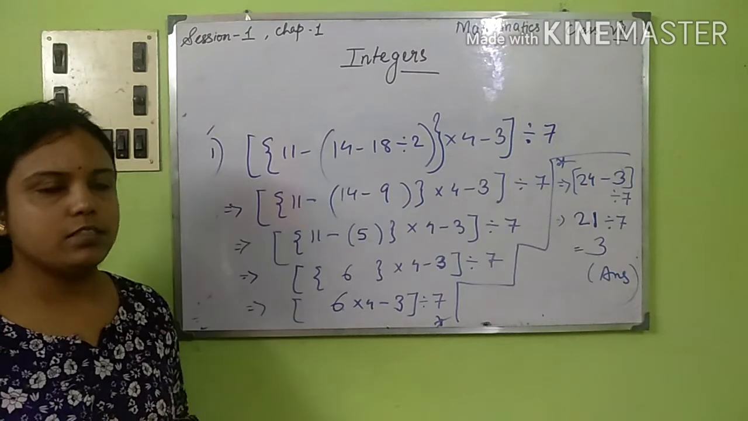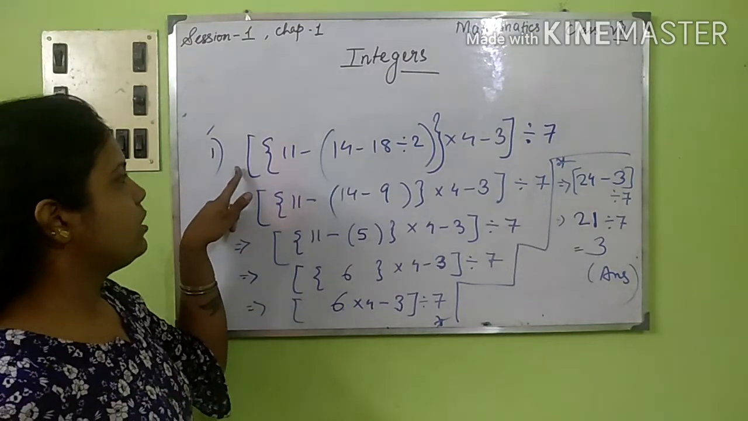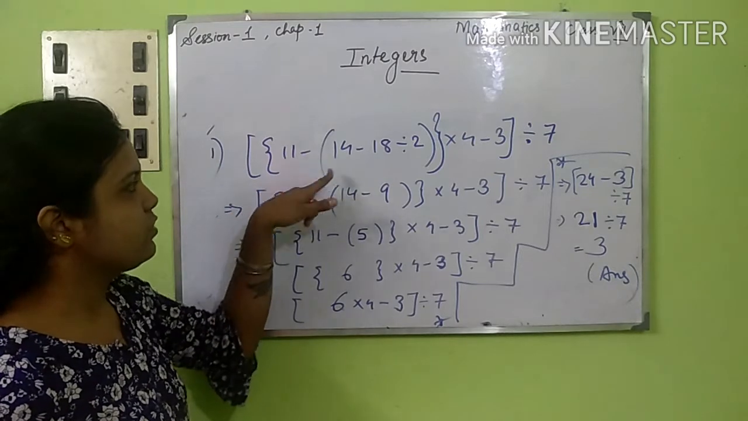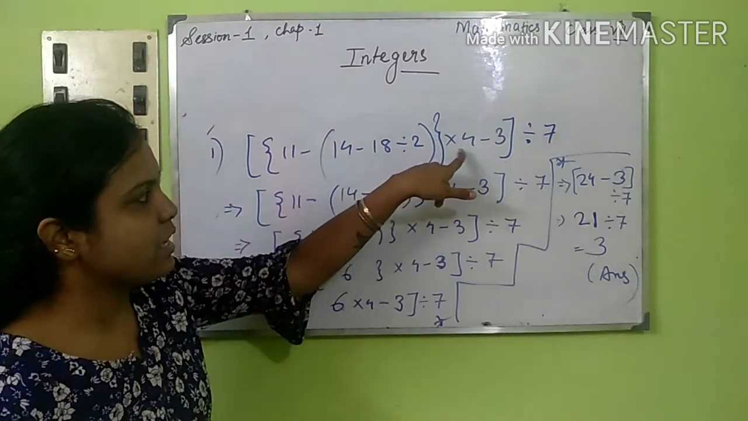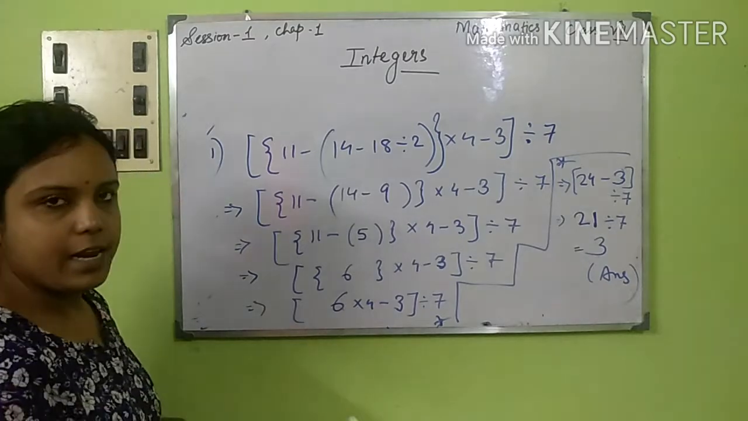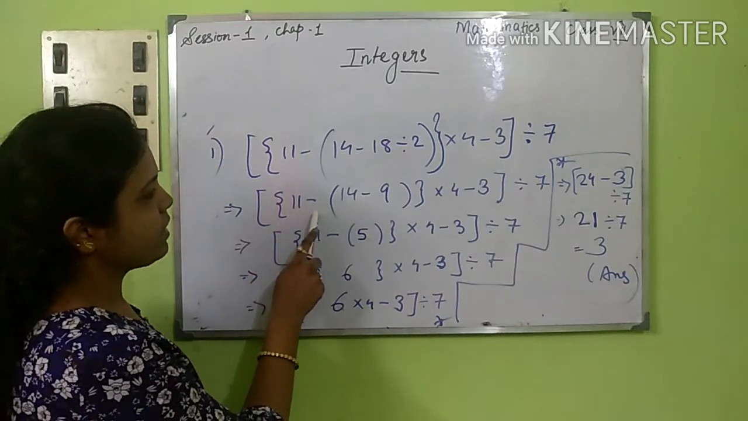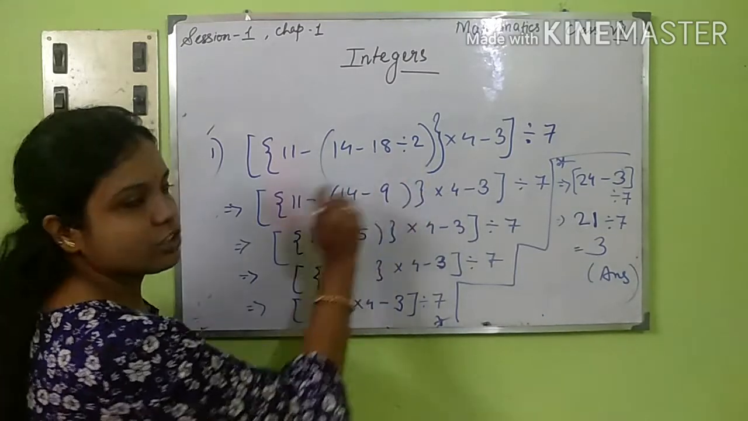Now we are coming up with a simplification. So the sum is third bracket, second bracket 11 minus first bracket 14 minus 18 divide 2, first bracket close, second bracket close, into 4 minus 3, the third bracket divide 7. Next, 11 minus, first as you know we will be working out the first bracket and the division first.